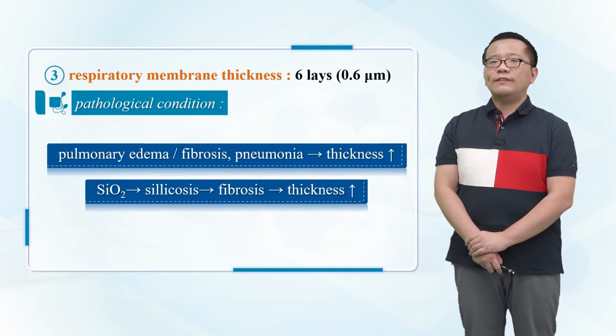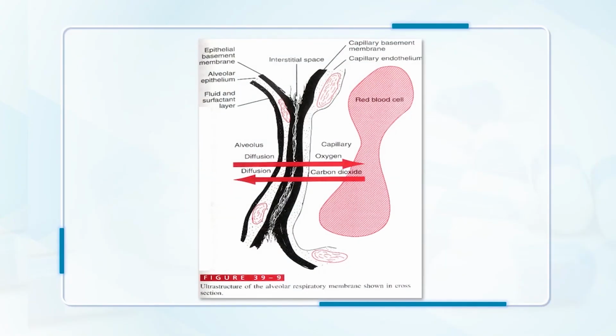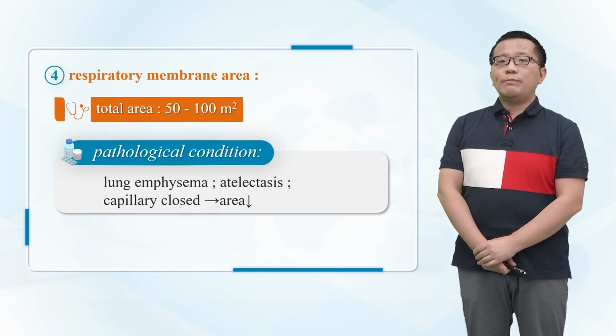The respiratory membrane has 6 layers. Its thickness is 0.6 micrometer. Pulmonary edema and fibrosis pneumonia can increase the respiratory membrane's thickness. Silicon dioxide silicosis fibrosis can also increase the respiratory membrane's thickness. The total area of respiratory membranes is about 50 to 100 square meters. Lung emphysema, atelectasis, and capillary closure can decrease the area.